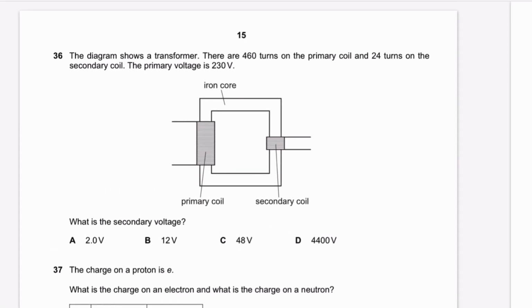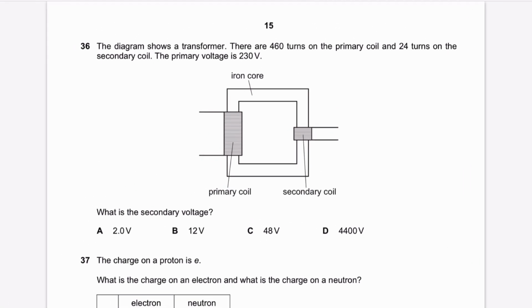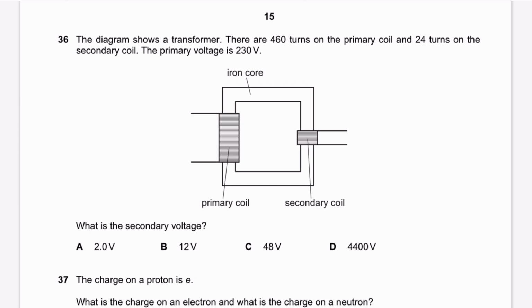Okay, 36. The diagram shows a transformer. There are 460 turns on the primary coil. Let me just write it down. 460. And there are 24 turns on the secondary coil. The primary voltage is 230 volts. What is the secondary voltage?